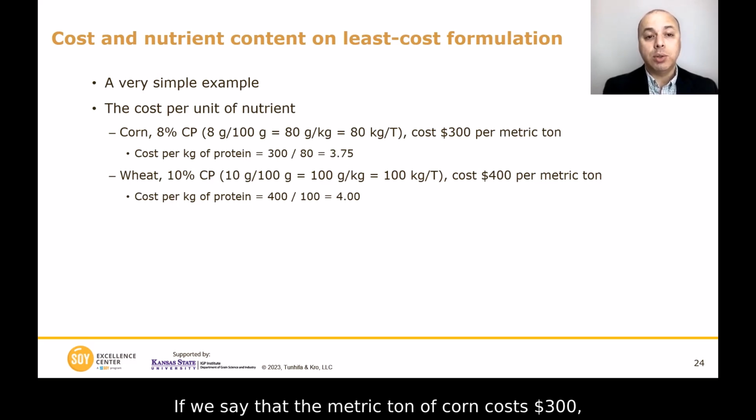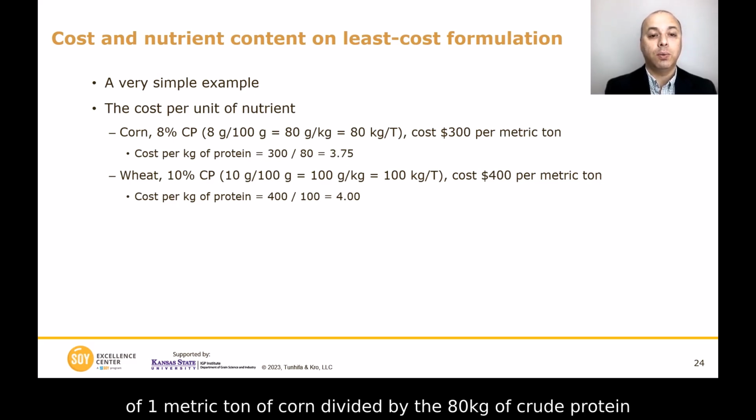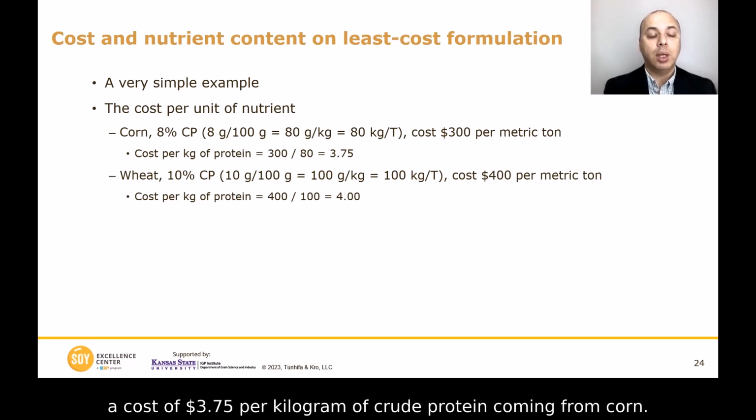If we say that the metric ton of corn costs $300, well, the kilogram of protein is the $300 cost of 1 metric ton of corn divided by the 80 kilograms of crude protein in that metric ton, and that gives us a cost of $3.75 per kilogram of crude protein coming from corn.